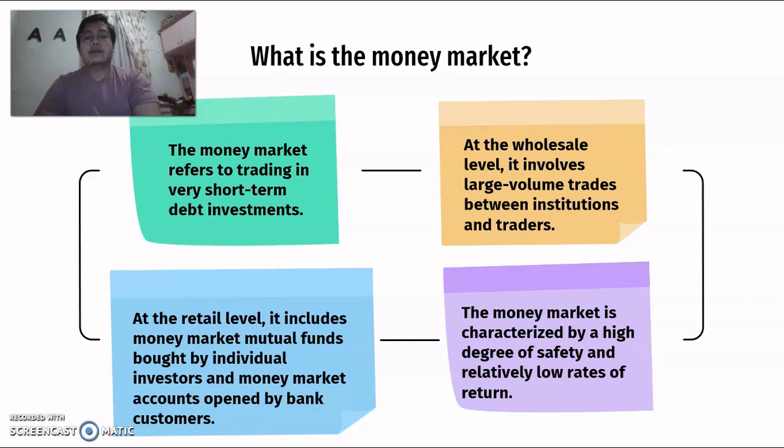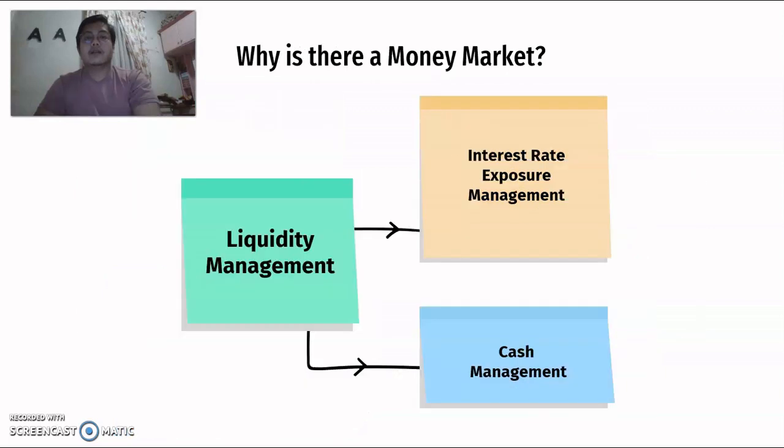The money market is characterized by a high degree of safety and relatively low rates of return. So basically, the characteristics of the money markets are they are highly liquid, they are safe, but they have low rates of return. So why is there a money market?